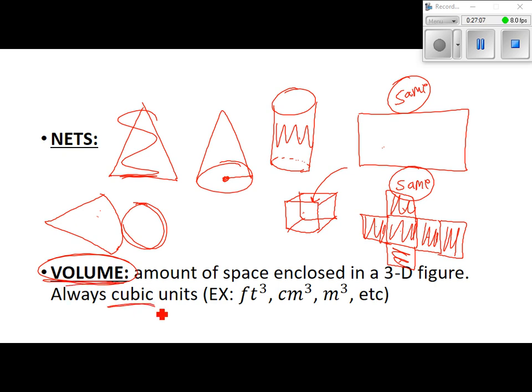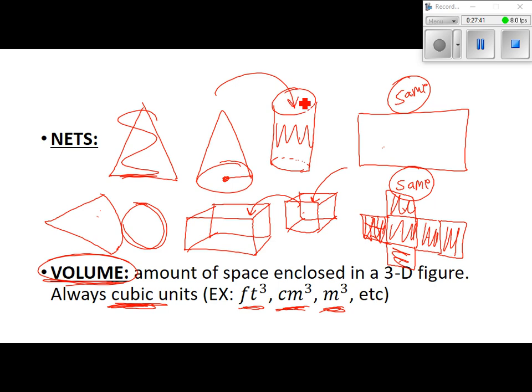Volume is always in cubic units. So feet to the 3rd power, centimeters to the 3rd, meters to the 3rd power, instead of squared. Because again, if I have this rectangular prism, I'm no longer finding the little squares that it takes to cover that shape. Now I'm finding how many of these cubes will fit inside that box, or how much water will fit inside that cylinder, or whatever it is. So it's always cubic units.